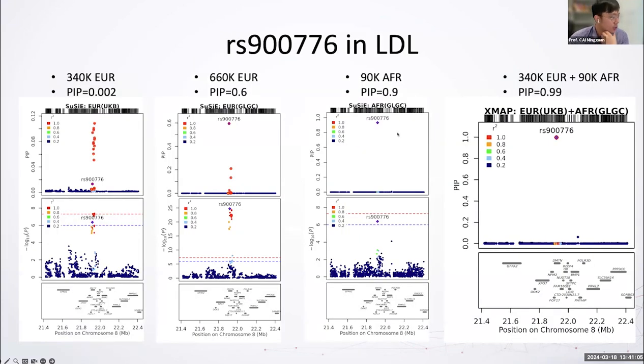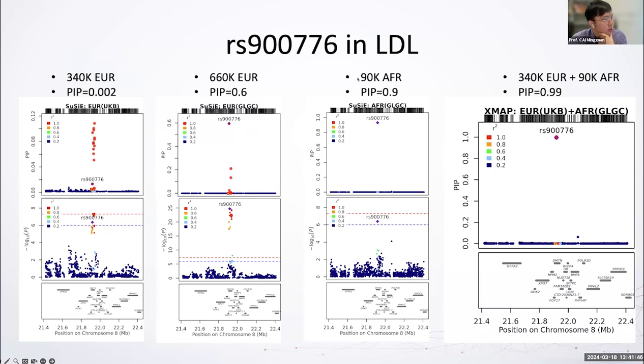Okay, so let's go back to our previous example of LDL. This figure shows the GWAS I showed you before. This will be the result of fine mapping with 300,000 European samples. Now, simply by increasing the sample size, we can manage to improve the PIP of this SNP, rs90776, to 0.6. Okay, already very high, but not perfect, because it is still hard to say that this SNP is definitely causal when the probability is only 0.6.